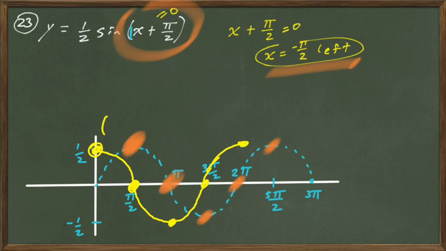So what is your maximums? 0, 1/2, 2 pi, 1/2. What is the minimum here? Pi, negative 1/2. And hopefully this is a graph for 23.